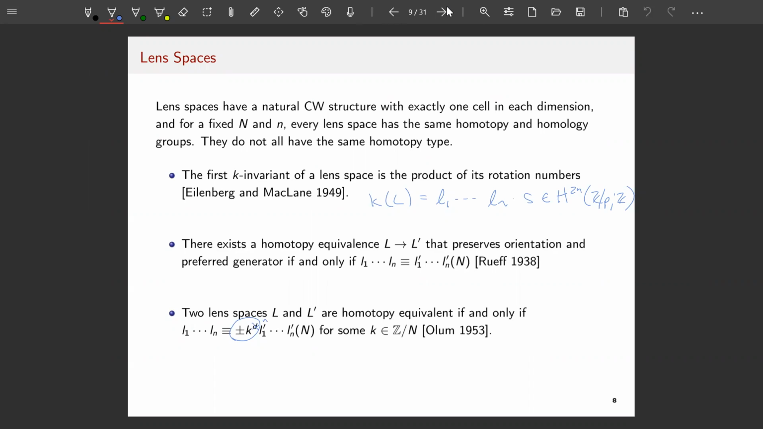And so playing around with these numbers, you can immediately show things like, if we're looking at Z mod 5, the lens space you obtain from rotation numbers 1, 1, and the lens space you obtain from rotation numbers 1, 2, cannot be equivalent plus or minus anything in Z mod 5 squared. And so you get immediately that these are not homotopy equivalent. And so these are some of the first examples of things that are not homotopy equivalent.